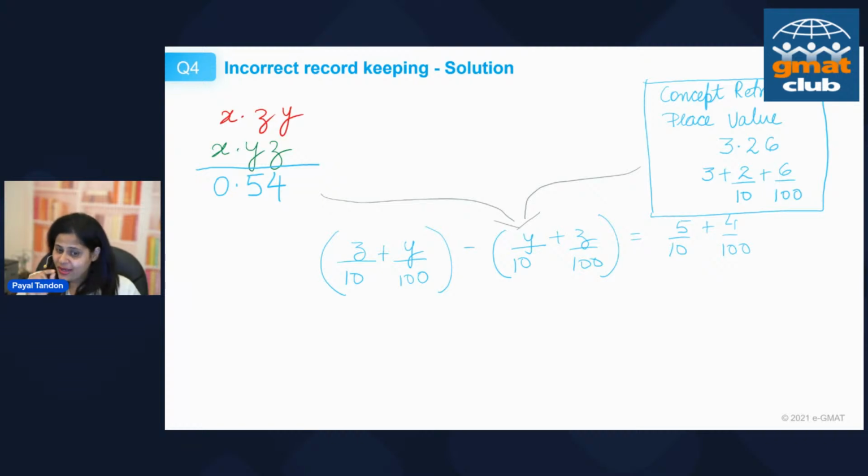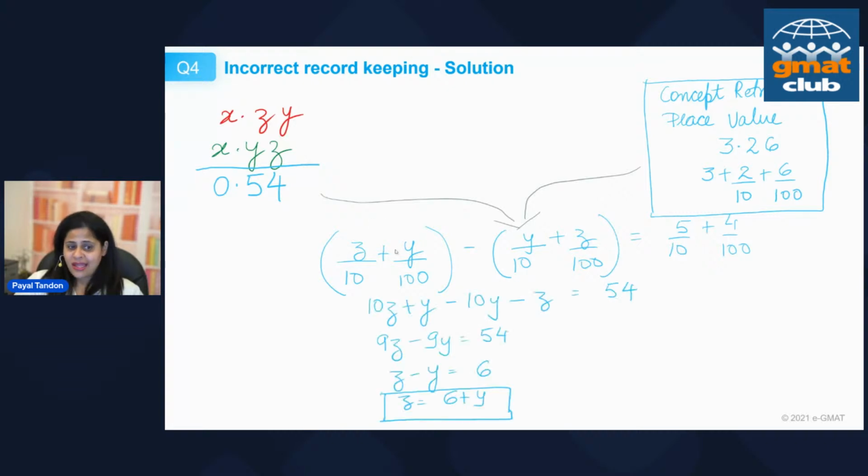Again, what does 0.yz mean? I'm translating that over here as equal to 5 by 10 plus 4 by 100. And x, obviously, at the units place is going to get cancelled out. So essentially, instead of a complex looking statement up there, what you have now is one equation in two variables over here. You simplify that, and what you get is z is equal to 6 plus y.